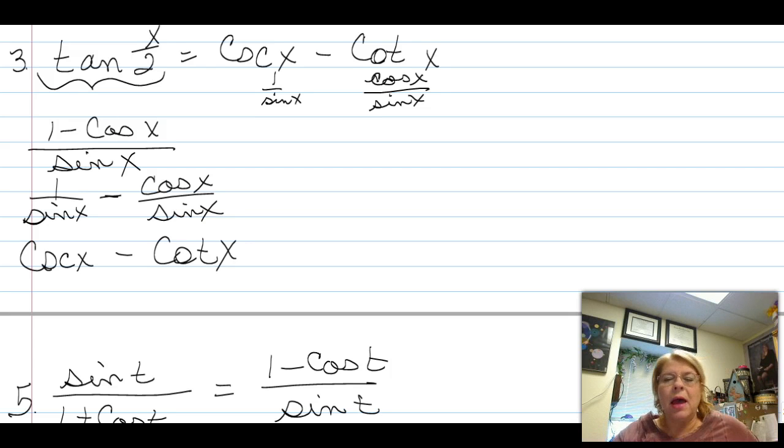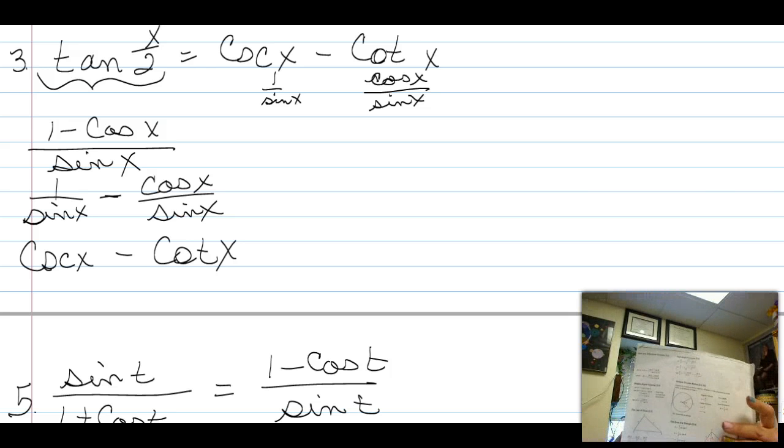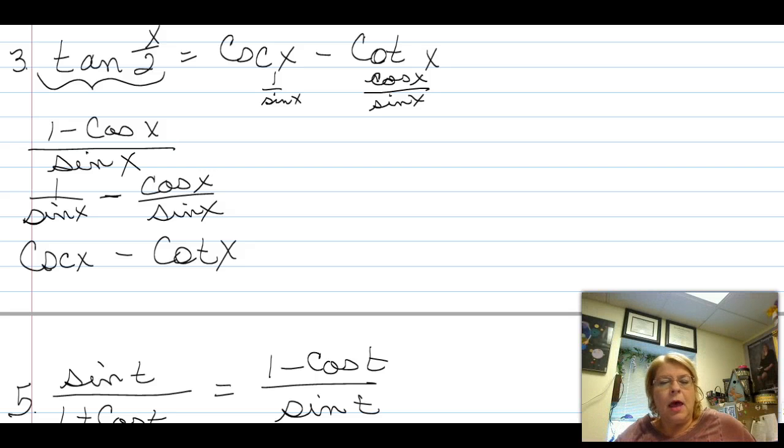Now, guys, I'm using the paper we're all supposed to have and be using. I chose it directly off of there. Now that lets me put 1 over sine x and negative cosine x over sine x. 1 over sine x is cosecant x. Cosine x over sine x is cotangent x. And I have what I was looking for.